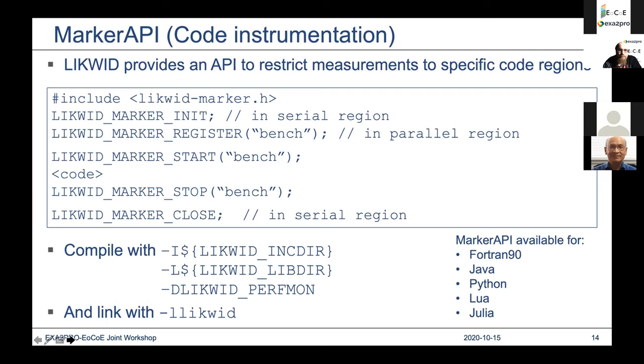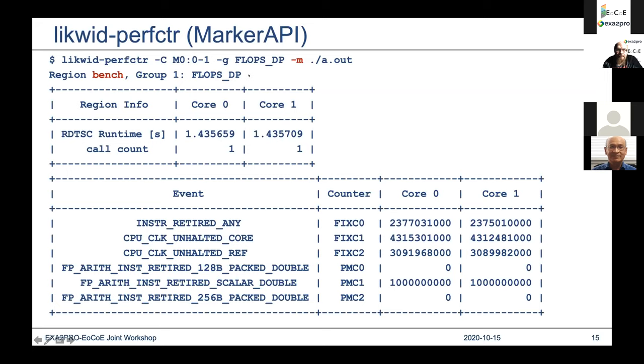And then we can run it like before. It's basically the same command. The only thing we add is a minus M for markers. This tells likwid-perfctr that it shouldn't measure itself, but the application measures itself, and we just print the results in the end. Here we also see the string we have specified. In the last slide, we used bench for the start, the stop, and the register. This is also printed here.